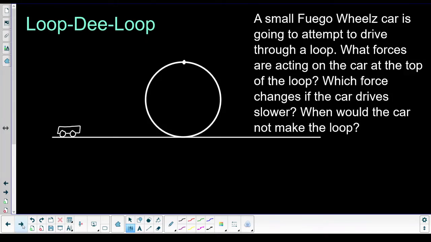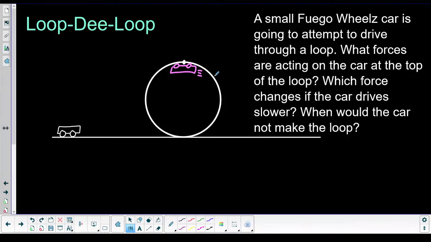I've got 3 questions for us. So let's read the setup. A small Fuego wheels car is going to attempt to drive through a loop. So this thing is going to go like that, except a little more circular. Which forces are acting on the car at the top of the loop? So when our car is right here, what are the forces acting on this car?